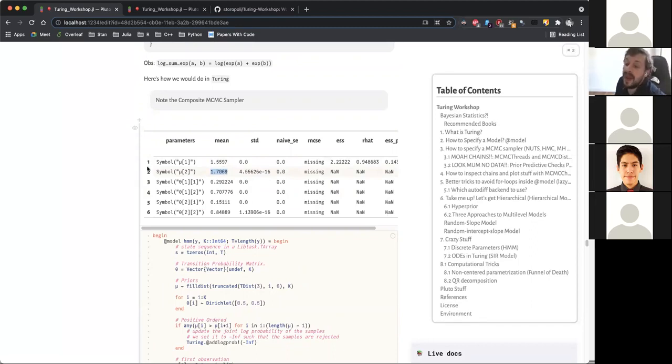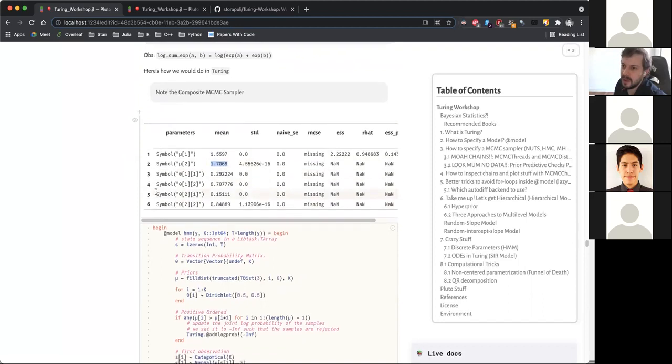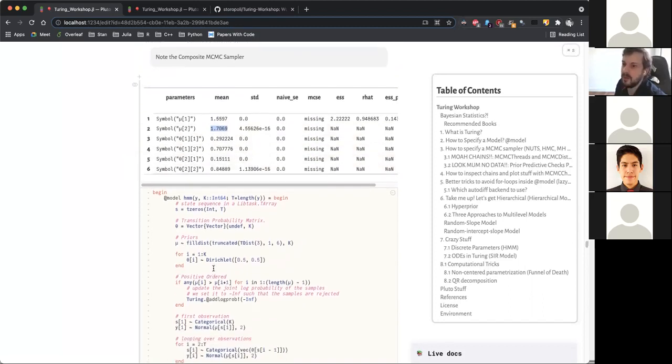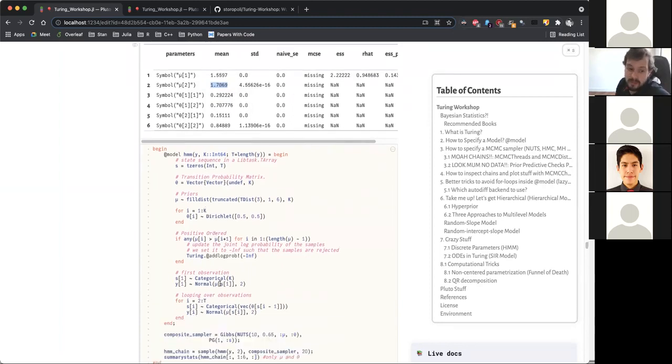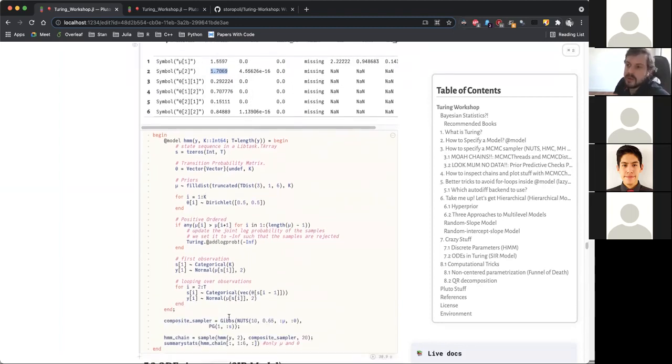This is something I find interesting, but in real life, I wouldn't do a hidden Markov model using Gibbs. I would use the whole Stan approach in Turing and do the marginalization, because it is much faster, much more robust, and it will also recover all your parameters. But this is a nice example of the composite sampler that you can use with Turing, and you specify this using Gibbs.